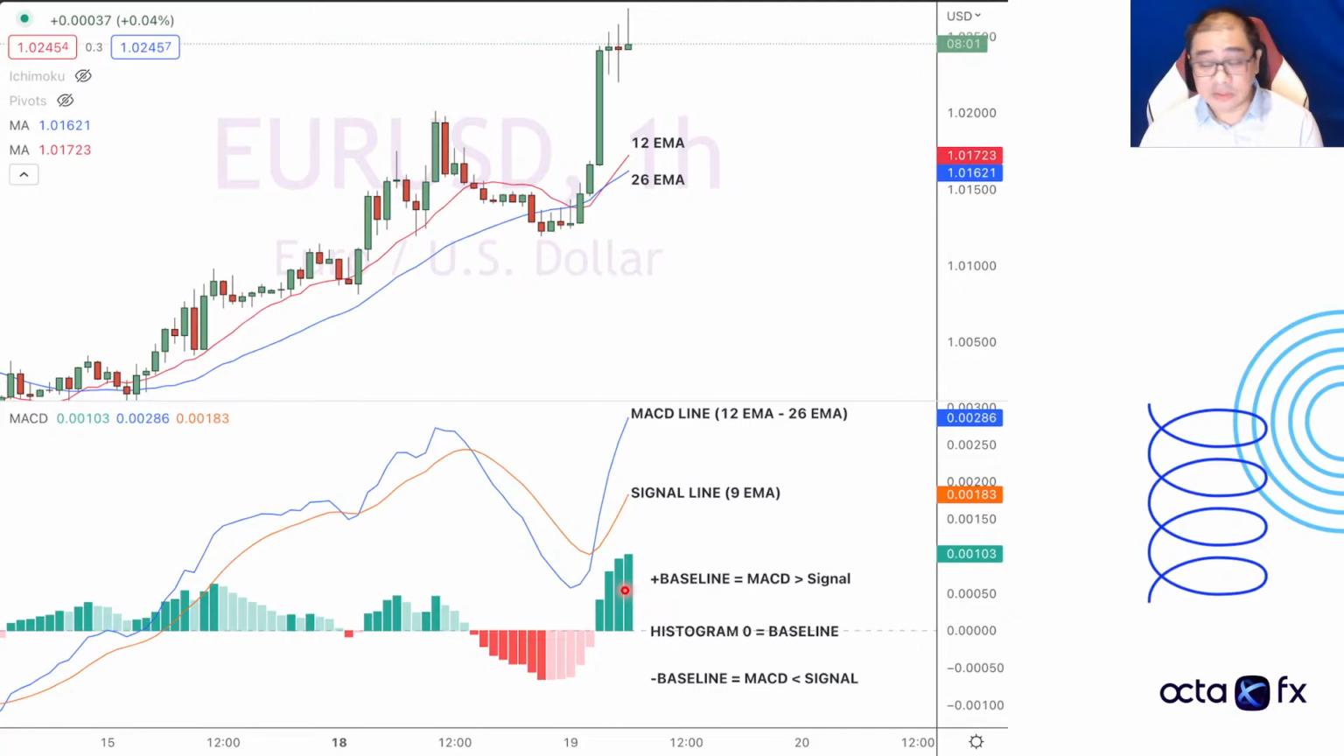You get 0 when it actually crosses. When MACD and the signal line have the same value, it will become 0 on the histogram. If the histogram is negative, then you know that MACD is actually below the signal line. That's how we plot MACD.